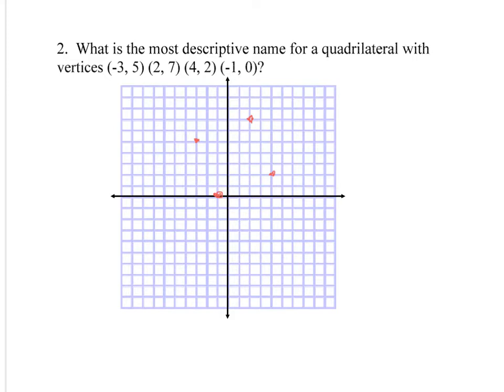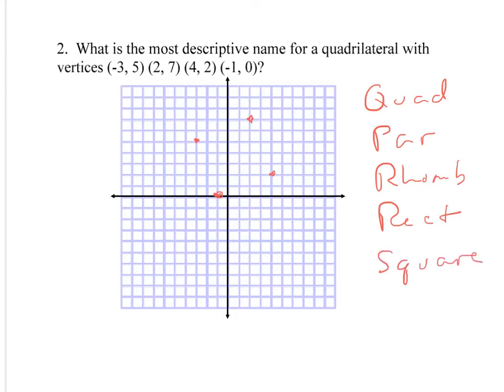Okay, so you guys are going to use either your distance formula, your slopes, or your midpoint formula, or any combination of those to prove or to find the most descriptive name for this quadrilateral. Your choices could be just regular old quad, a lump of coal. It could be a parallelogram. It could be a rhombus. It could be a rectangle. Or it could be a square. I need you to give me the most descriptive name that you can for this in an email by tomorrow.